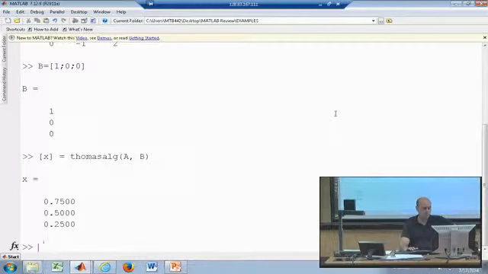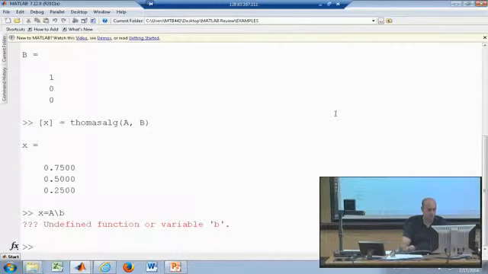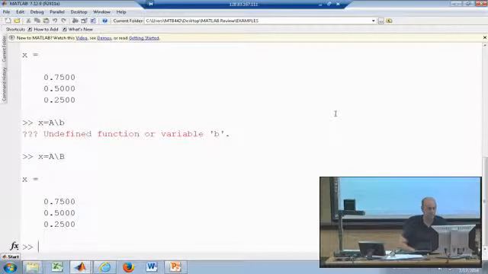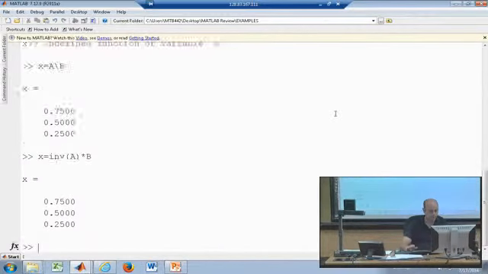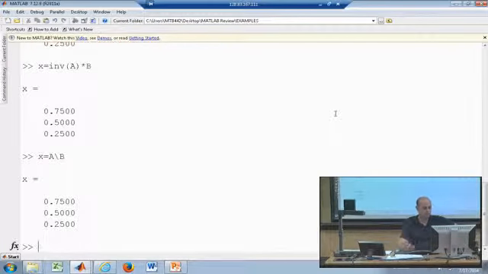MATLAB has a built-in way for solving systems of equations, and you'll really want to know this, so pay attention. You want to solve a system of equations, A\B. It's one of the most powerful tools MATLAB has. I use it almost every day. X is equal to A\B, and it solves it. Oh, but we called it capital B. And it gives you the same thing. Could have also done A inverse, but this is a very inefficient way to do it. But X is equal to A\B is really powerful.